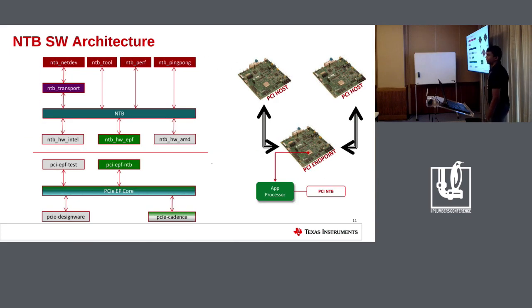So this is the overall software architecture. On the top is the host side architecture, and the bottom is the endpoint side architecture. On the host side, there is an NTB framework which abstracts the various NTB hardwares and also the various NTB applications that are currently present. So right now, this supports Intel NTB hardware, AMD, and also there is a switch.